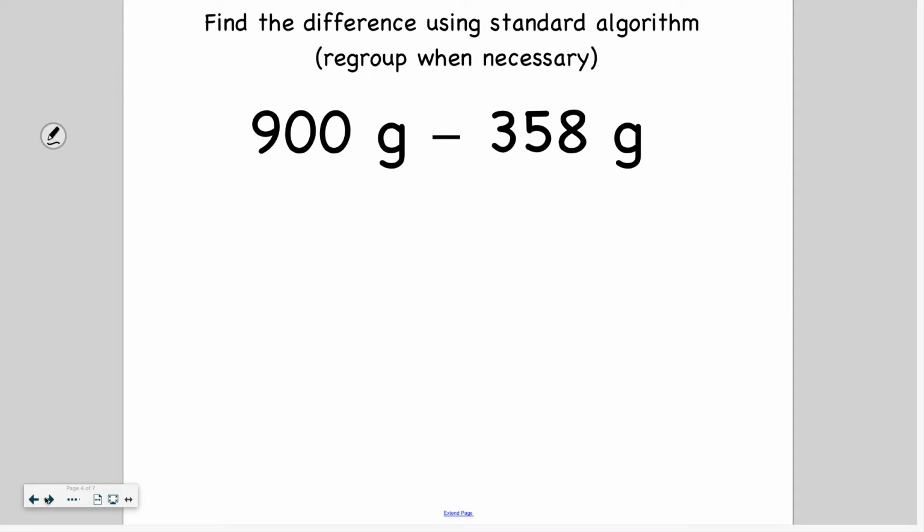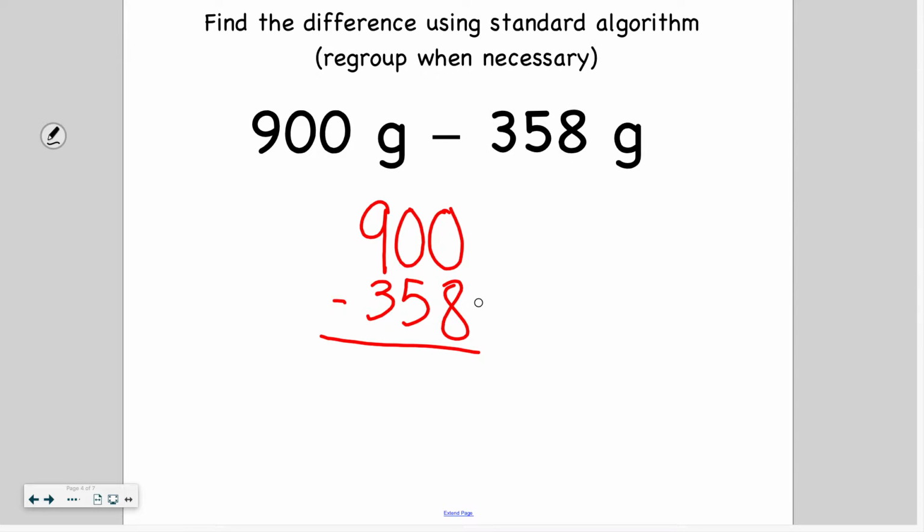So here we have 900 grams minus 358 grams. So I'm going to show you how you can regroup twice to subtract. So first I rewrite my two numbers and line them up by place value. And I always write the ones place first so that way I can line them up evenly.